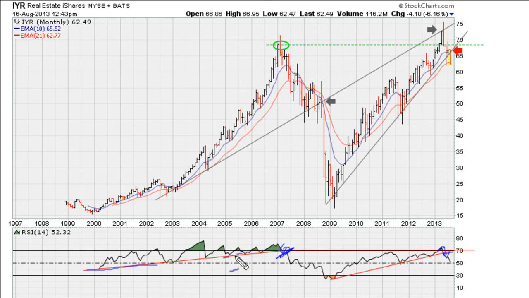So we see that the backtest of a previous breakpoint can also be an area where investors can take actionable trades. Also notice right now we are looking at a market here that is now also breaking another trend here on the RSI. So that's the kind of thing we need to be looking for whenever markets are back to retest levels.